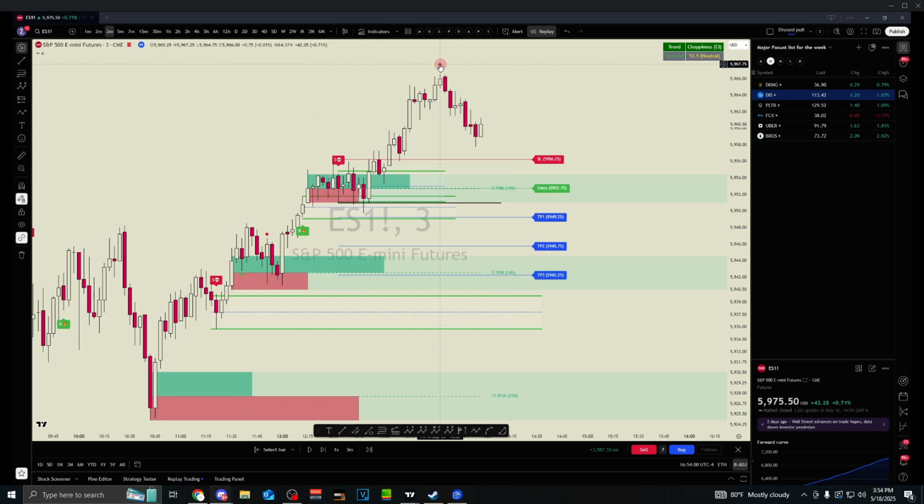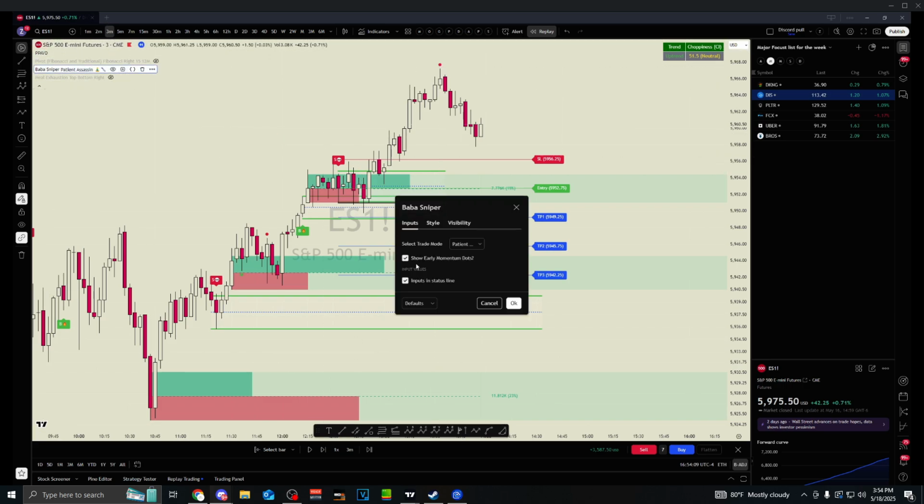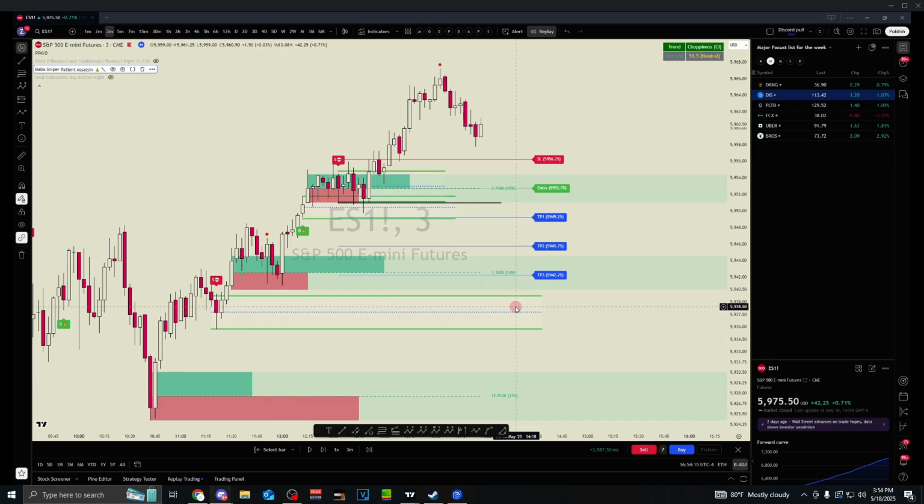So if you guys don't know, when using the Baba Sniper, you can turn on this thing, the early momentum dots. Basically, what it does is it will try to find out whether a seller might be stepping in or not before it actually happens. So over here, when we get this red dot, it was saying that there's a high chance that it can get sold off, right?